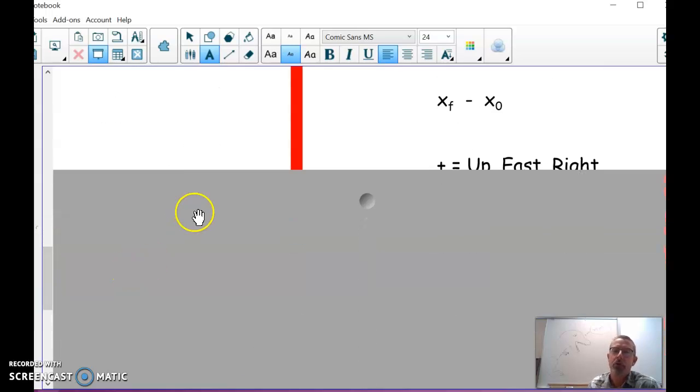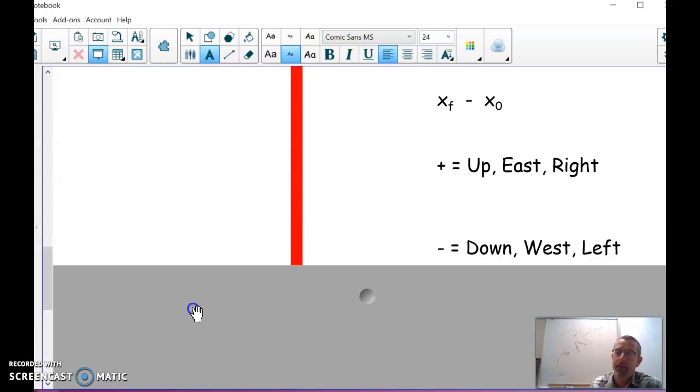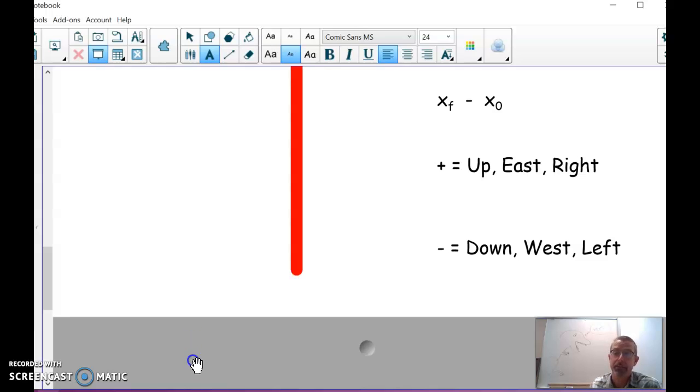We are going to assume that positive displacements are up, so a positive y. East is going to be a positive displacement, and to the right is going to be a positive displacement. Negative displacements are going to be down in the negative y. West is going to be a negative displacement, and to the left is going to be a negative displacement.